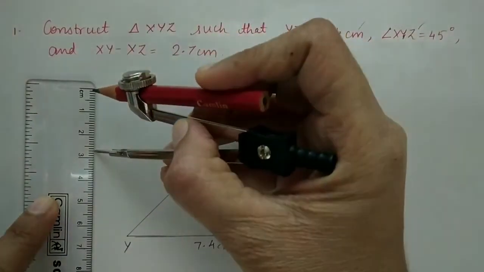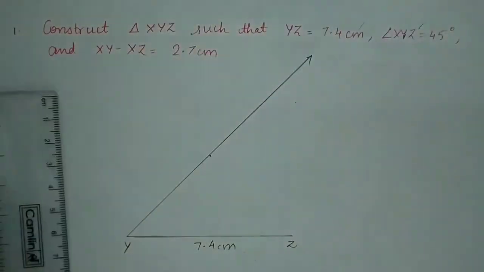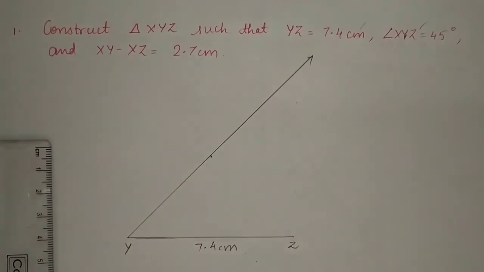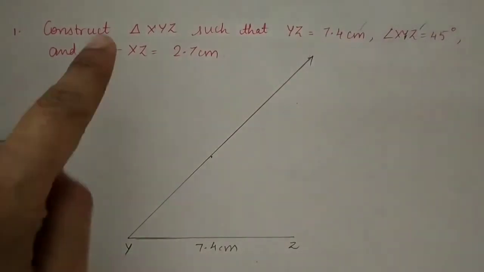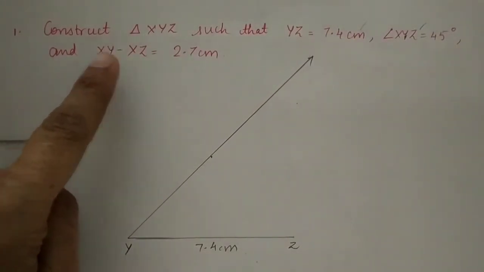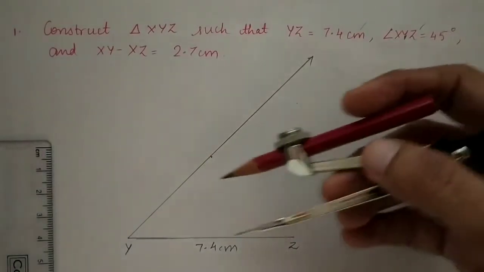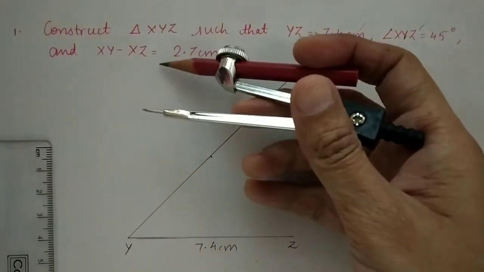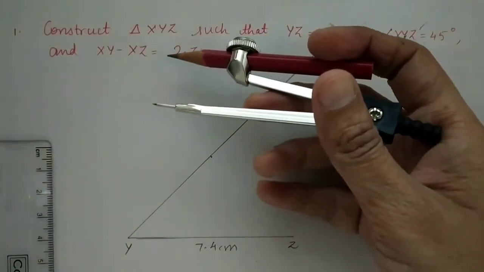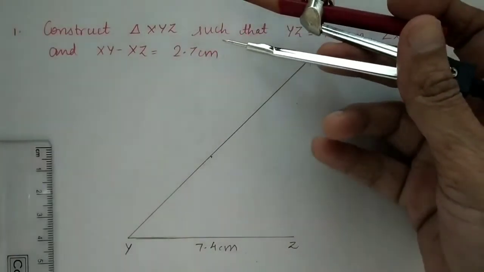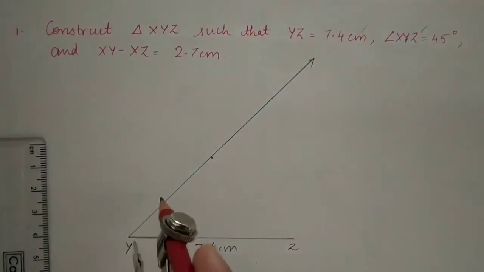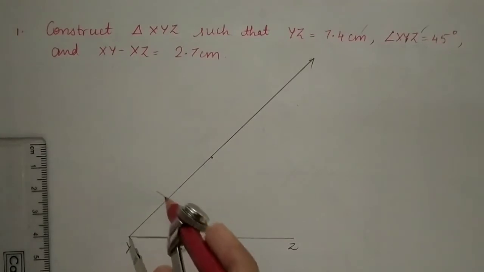If you see here, this is the distance 2.7, and then where am I going to place this? I'm going to place this on Y. Why? I'll tell you. First of all you have to check what is given: is it XZ minus XY or XY minus XZ? The base and the angle XYZ are given, and XY minus XZ is given to you. So if you have XY minus XZ, then you will be drawing an arc on the upper side like this.